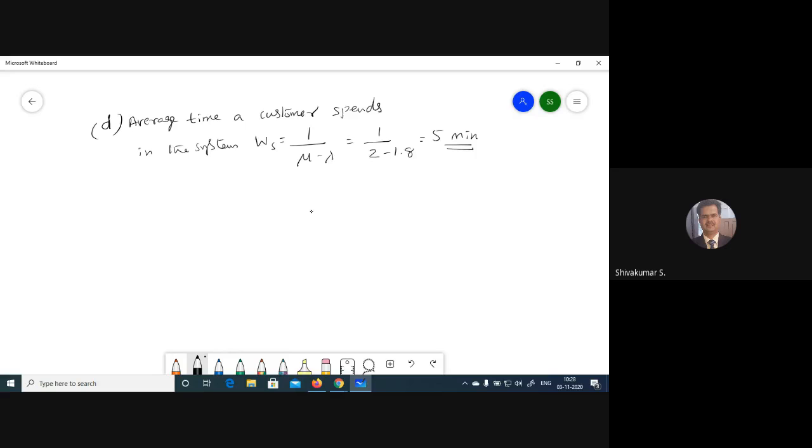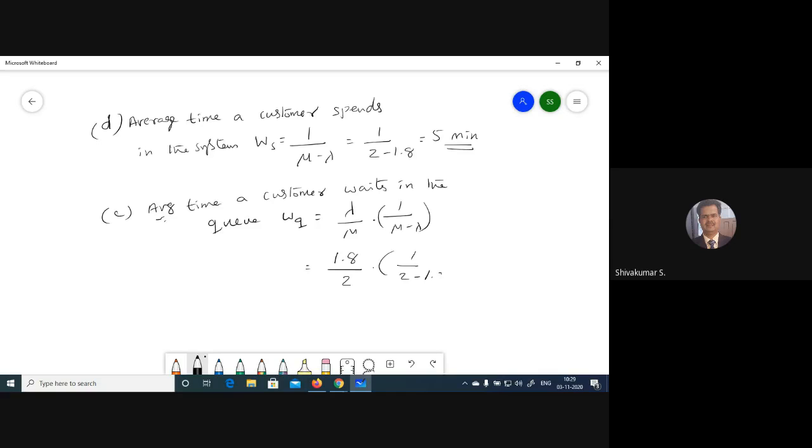One more problem is E, that is the average time a customer waits in the queue. This Wq equals lambda by mu into 1 by mu minus lambda. So substitute the value: 1.8 by 2 into 1 by 2 minus 1.8. So we are going to get 4.5 minutes.